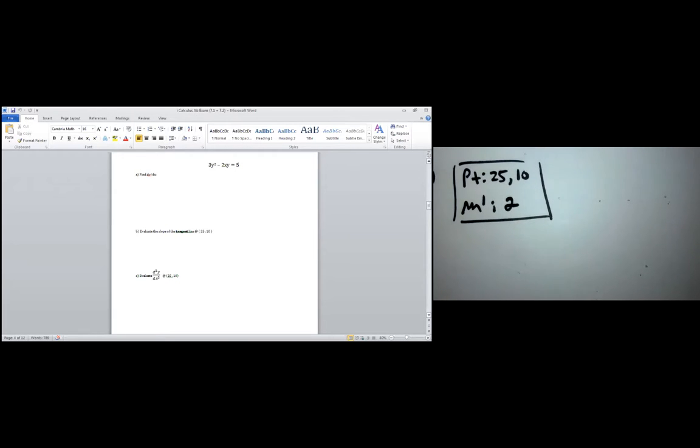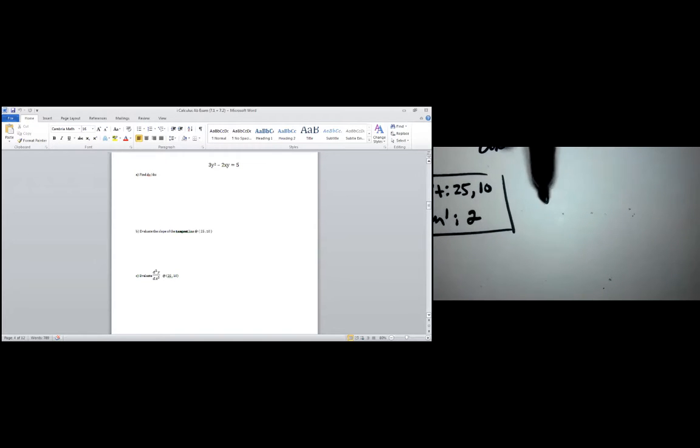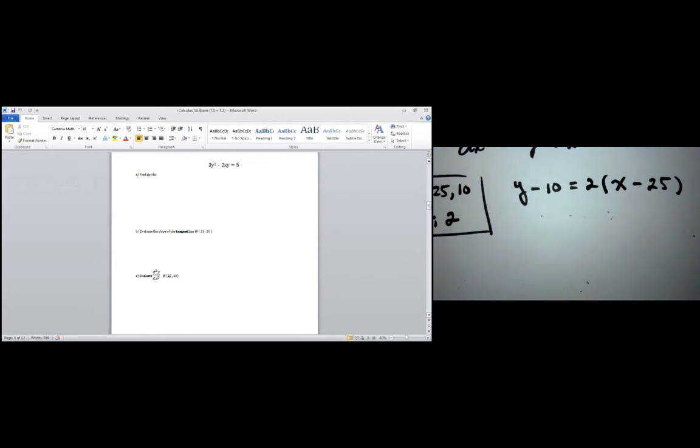Now, if this was to be free response, you've got to write the equation out. You can't just leave it as a box. So the equation of that tangent line would be y minus 10 is equal to 2 times x minus 25. Okay. Any questions on B?